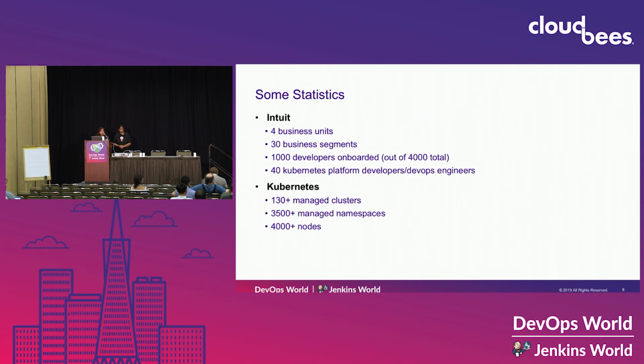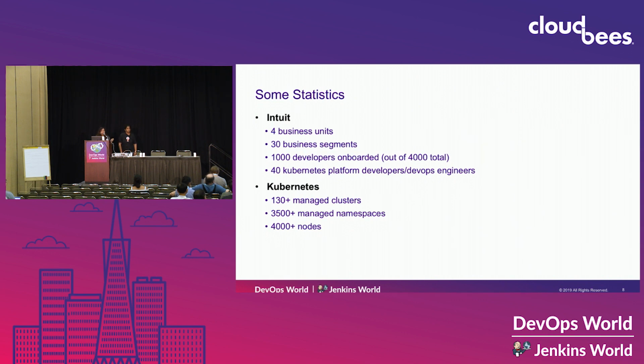Some more statistics. We rolled it out to 4 business units with 30 sub-BUs. 1,000 developers have been trained on containers and Kubernetes and have started running their services. This platform is maintained by 40 Kubernetes platform developers or DevOps engineers. We don't have any separate SRE role. Everybody has been trained and everybody is a developer or a DevOps engineer.